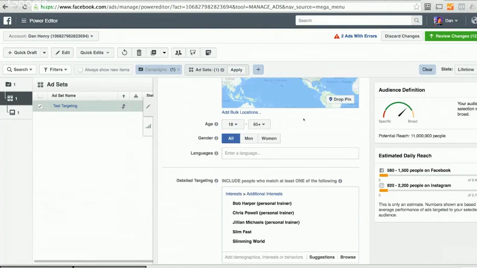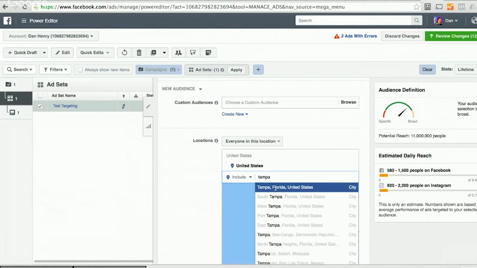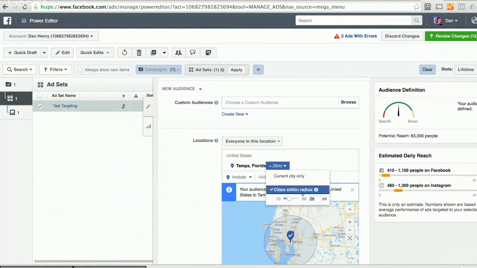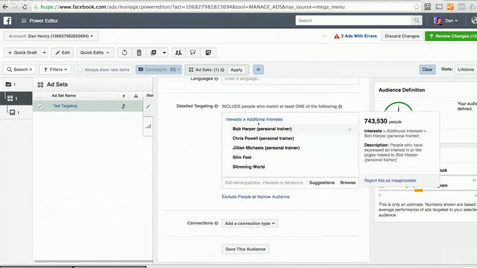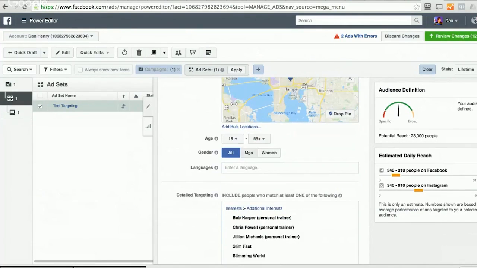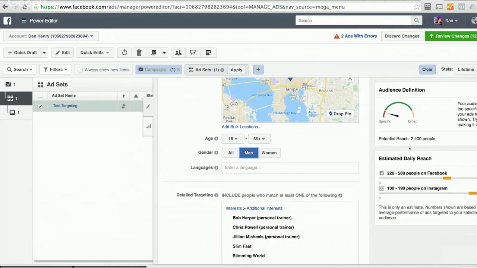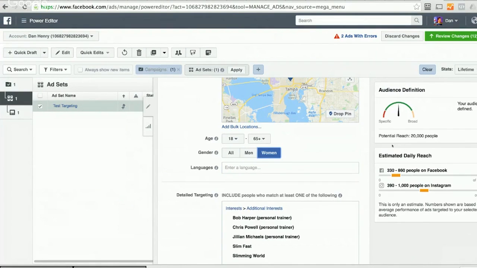But because I'm going with something so local, I can't do that because there just wouldn't be enough people. So, current city only. Now I'm back down to 23,000 people. So I have to include as many of these big names as I can to try to get enough people to work with. Because if I just do men, now it's 2,400 people, which actually tells me a lot right there. That tells me that the majority is obviously women, which with personal trainers and weight loss, at least from what I know, the majority of clients are women anyway.